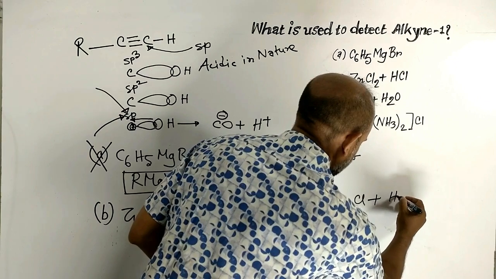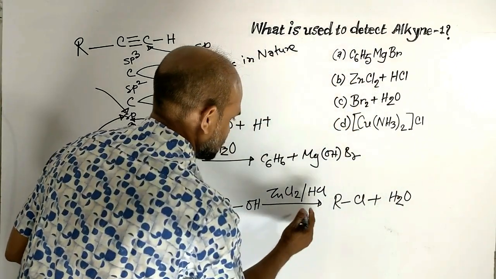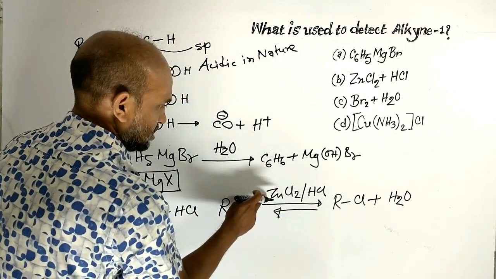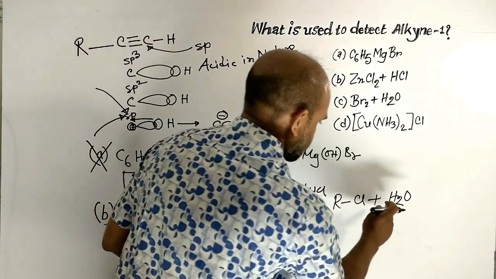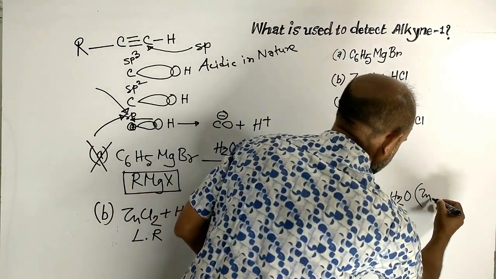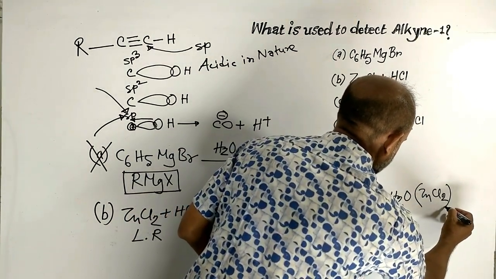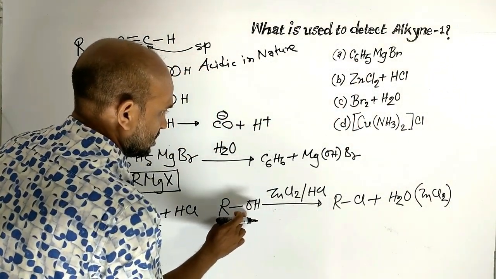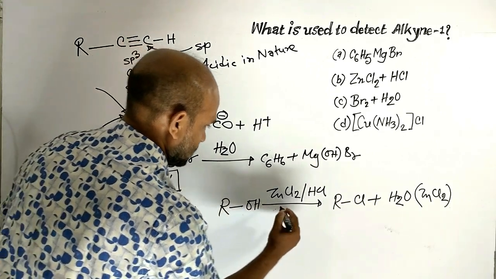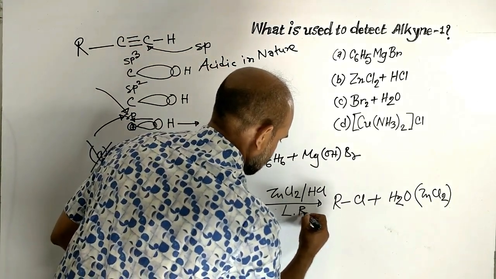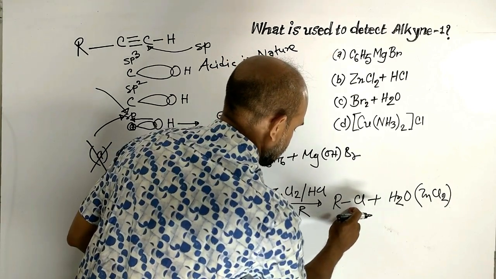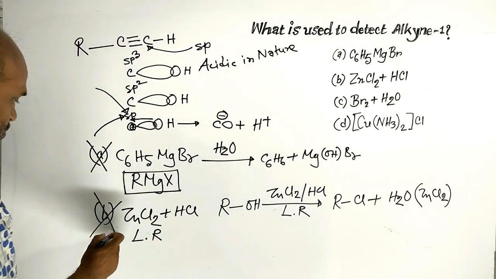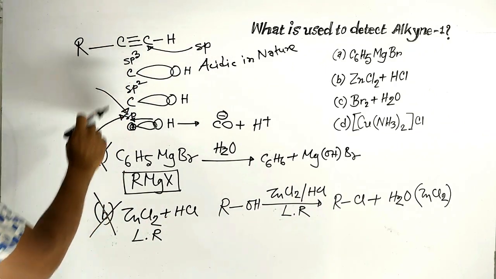And water is formed. This reaction is a kind of reversible reaction, but here zinc chloride acts as dehydrating agent. Zinc chloride absorbs water, and as a result, this reaction goes only in the forward direction. So, this Lucas reagent is used to produce alkyl halide from alcohol. So, this is not used to detect Alkyne-1.